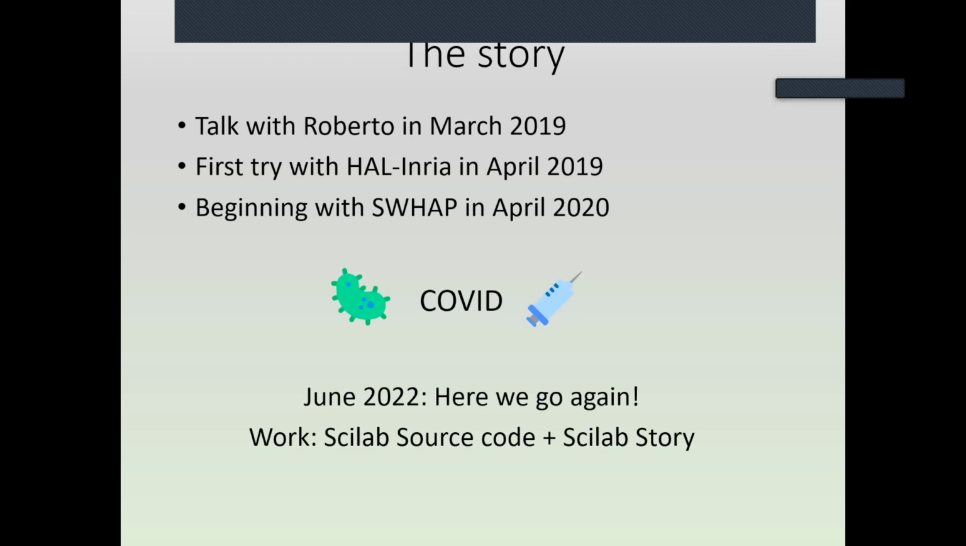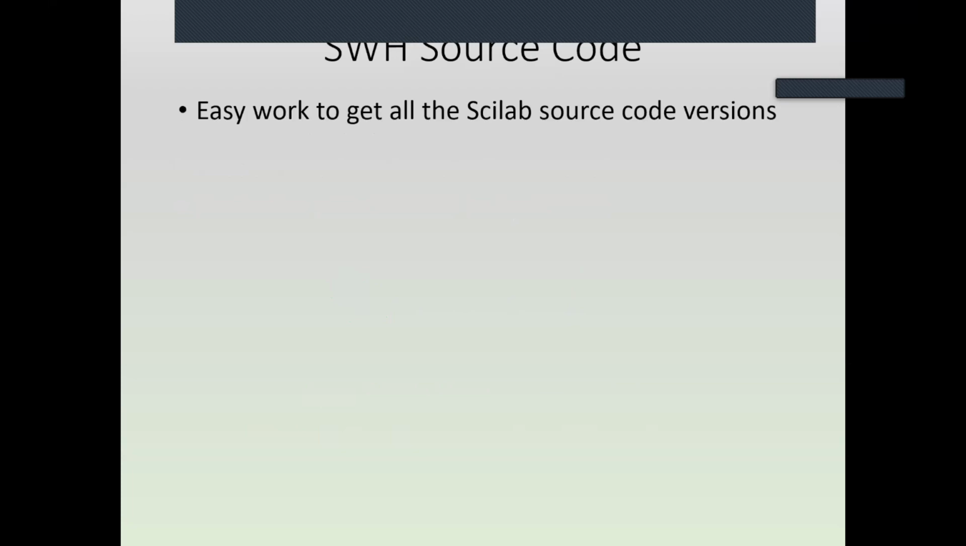So the work is Scilab source code and Scilab story. I don't know which is the more complicated, but now I will explain the source code. It's easy to get all the Scilab source code versions. Easy. A strange thing is that, in fact, I think I'm the only guy in the world having the first 10 Scilab versions. I don't know why, but I keep everything. Okay. So I have them. It is a good thing for Scilab. If not, we don't have the beginning of the story.